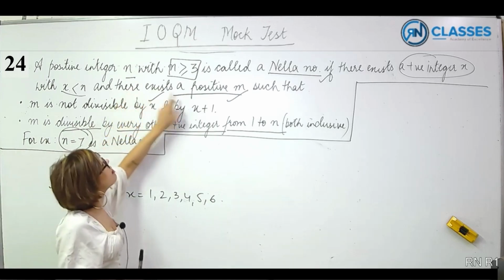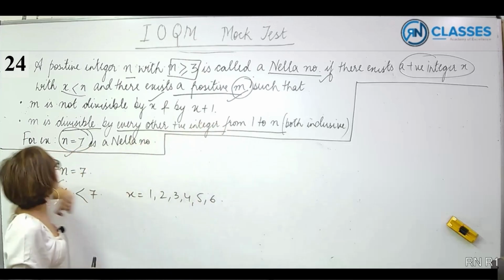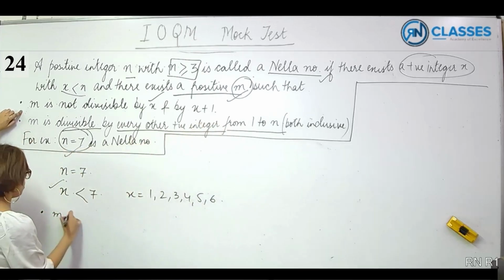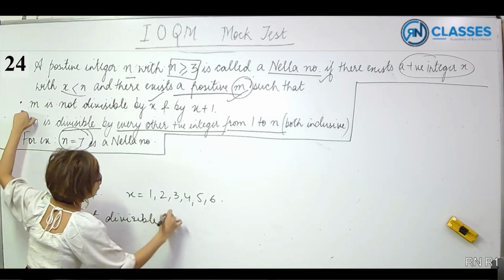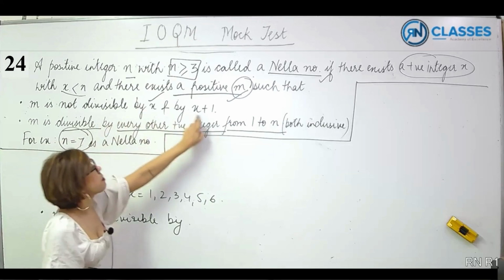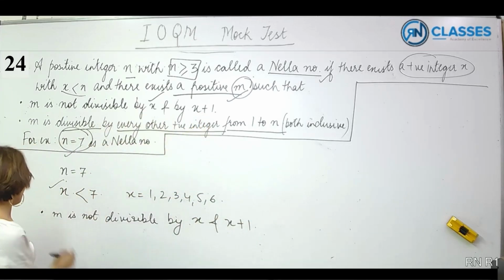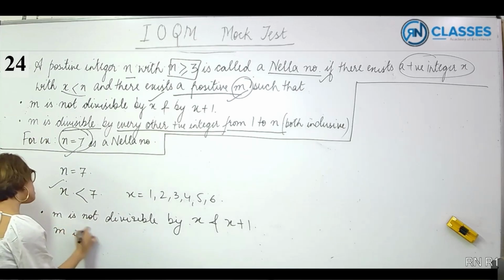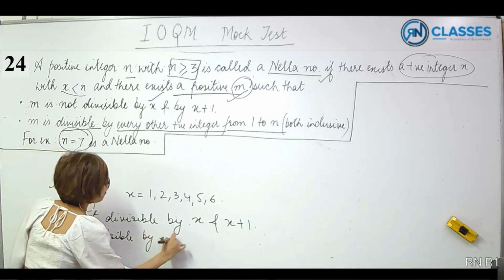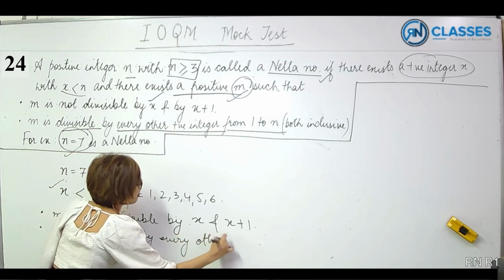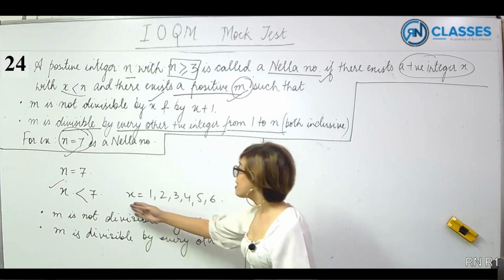And there should exist a positive integer m such that two conditions are there. M is not divisible by x and x plus 1. Right? Okay. And the second condition, m is divisible by every other. Right? This is the condition that I need to check. Now, x has only a few possibilities.